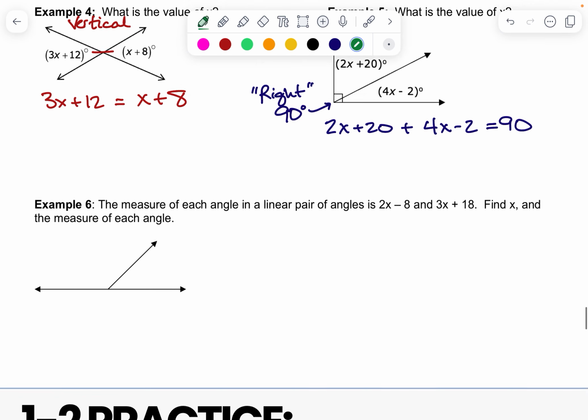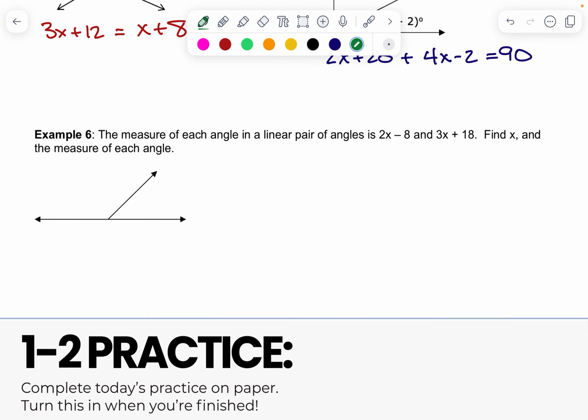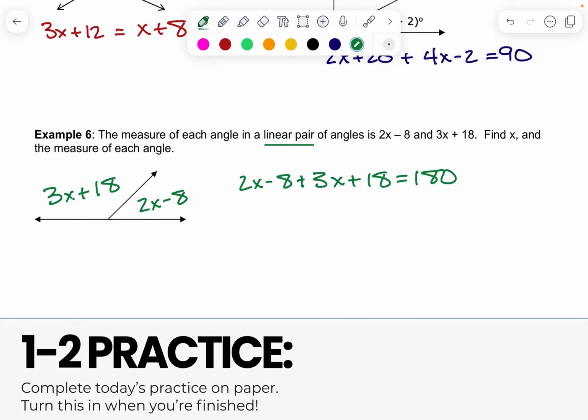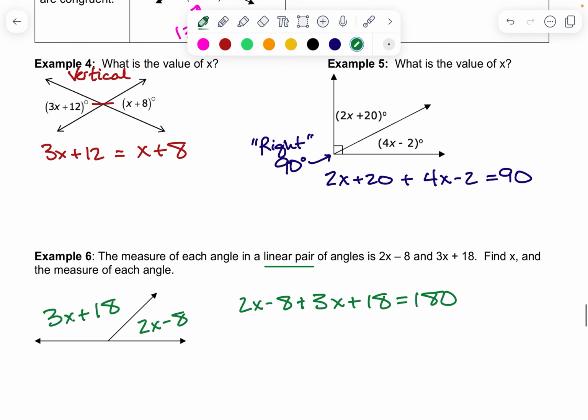And then lastly, these two angles are a linear pair. It's in the instructions. So if one of them is 2x minus 8 and the other one's 3x plus 18, I know that together they should combine to give me 180. So this is how you set these 3 up. I'm going to leave them for you to solve.